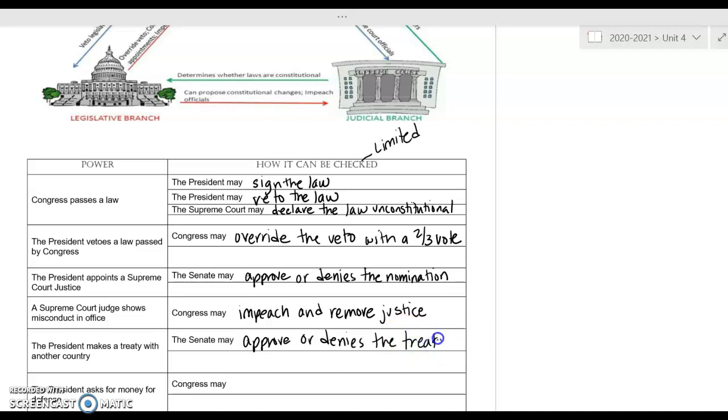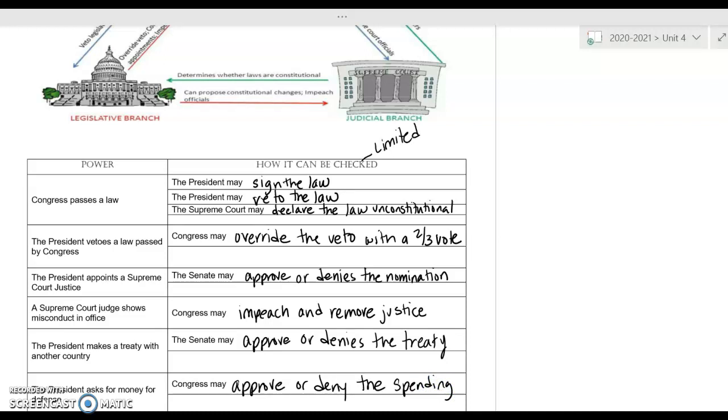Now, the president is the commander-in-chief, so he's in charge of the military, but it's Congress that actually spends money. So if the president asks for money for defense, Congress can either approve or deny the spending. So they share power over the military. All right, so that's checks and balances.